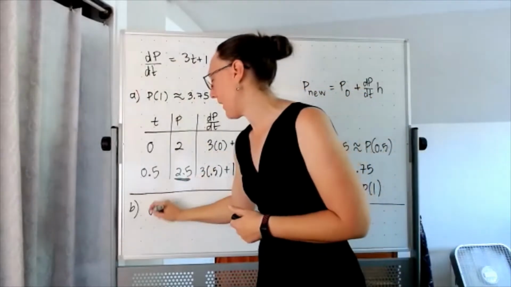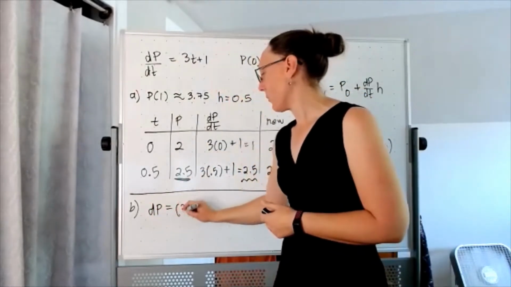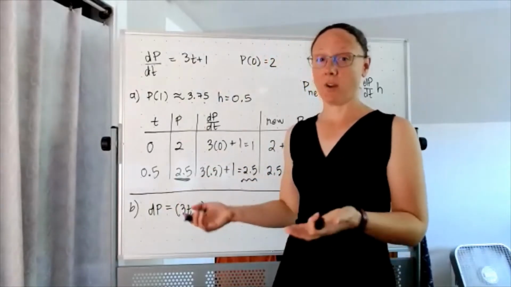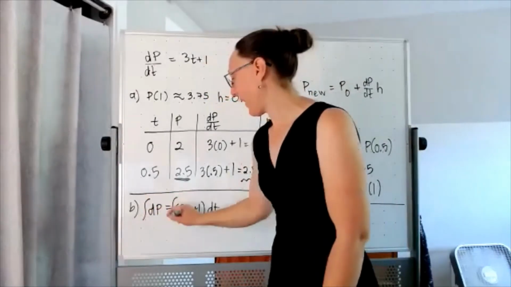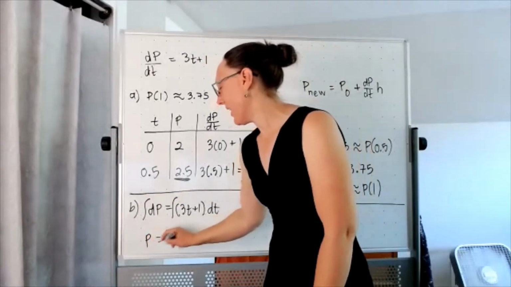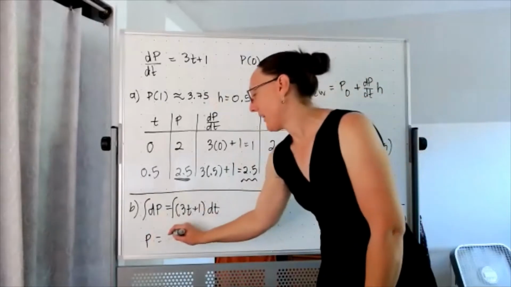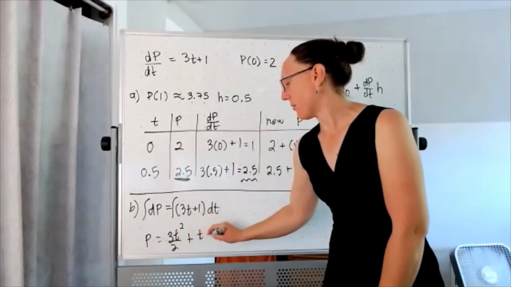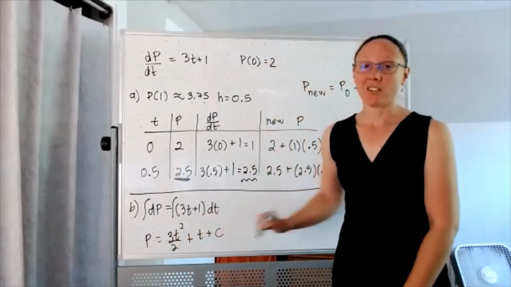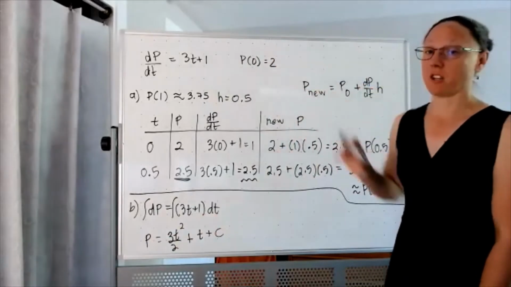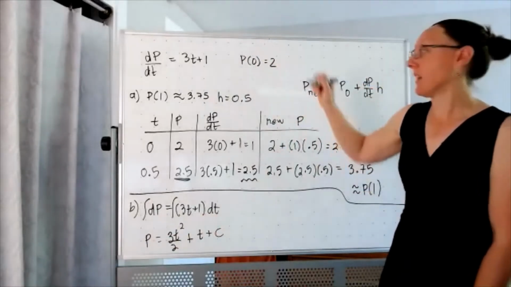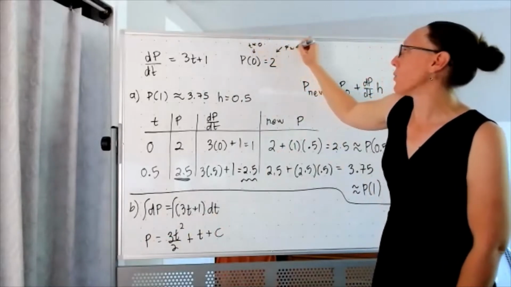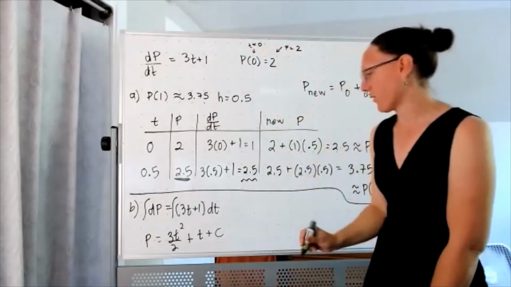And when I do that, I'm going to end up with dp is equal to 3t plus 1 times dt. Now we're ready to integrate both sides. When I integrate on the left-hand side, I just get p. When we integrate on the right-hand side, I end up with 3t squared over 2 plus 1 times t plus some constant. Now to solve for the constant, we have been given an initial condition. So I'm going to want to take that t equals 0, p equals 2 initial condition to solve for c.